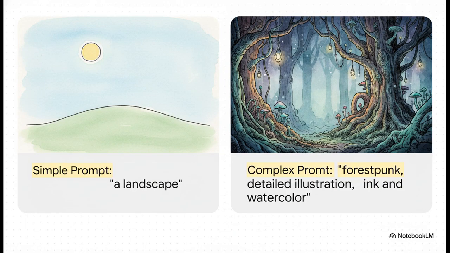A simple prompt like a landscape, you're probably going to get a pretty generic field. But when you start adding stylistic keywords like hyper-detailed rendering, a specific color scheme, and our new friend forest punk, you're not just getting a landscape. You are getting a mood, a whole specific world.